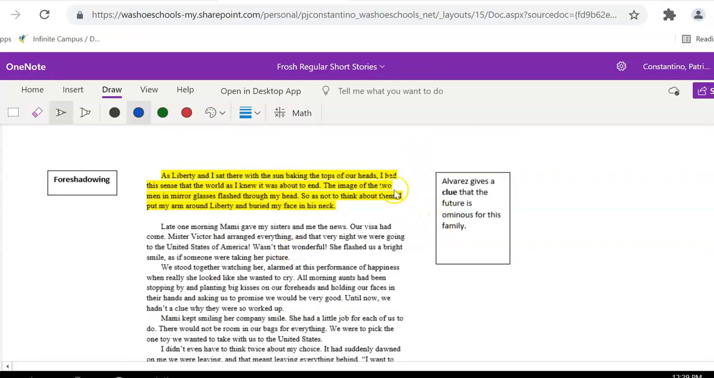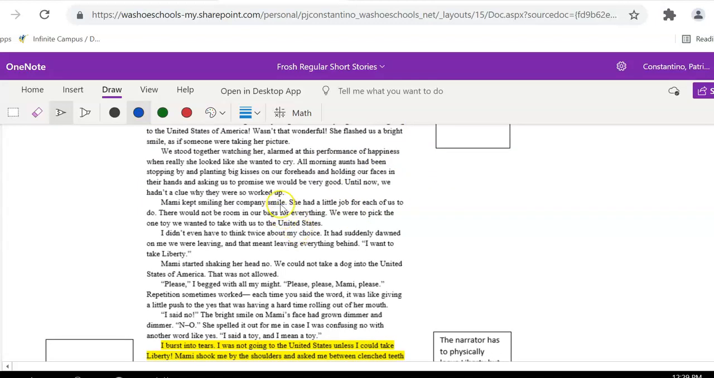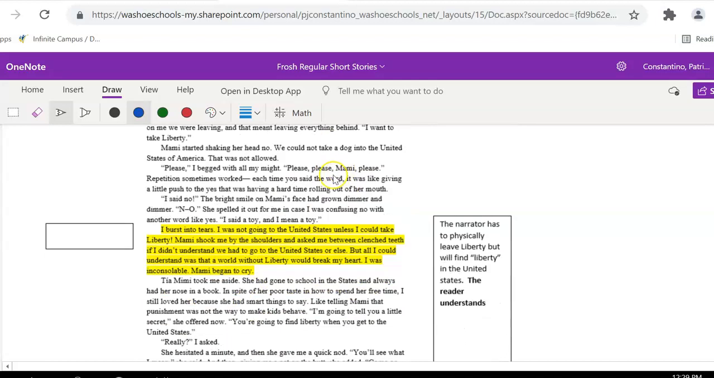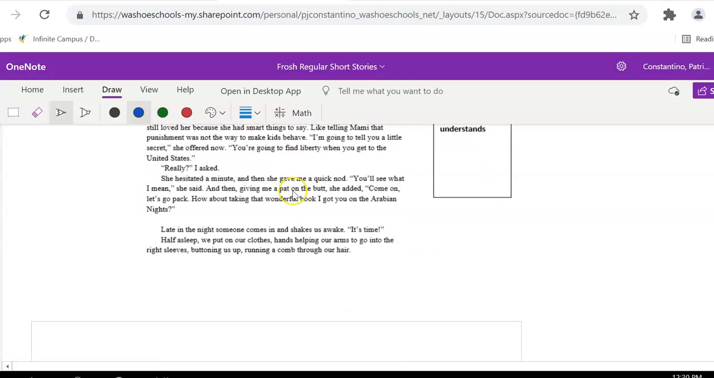And then toward the end, we know that they are going to leave, and the main character is told that she can only take one toy, and she can't take Liberty, and she's very sad and gets very upset. And her mother says, don't worry, you're going to find Liberty when you get to the United States. And so that's like figurative. The dog's not going with them, but the main character, I think, doesn't quite understand that at this point. But figuratively, finding Liberty in the U.S. and leaving the dog behind, it'll actually bring her that security that she needs.